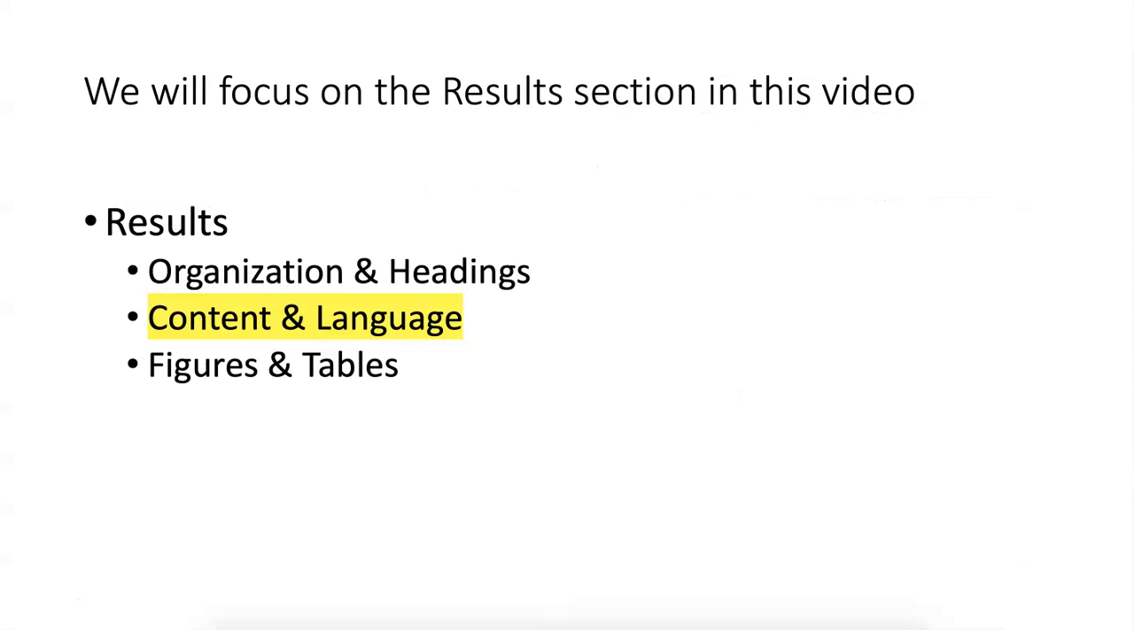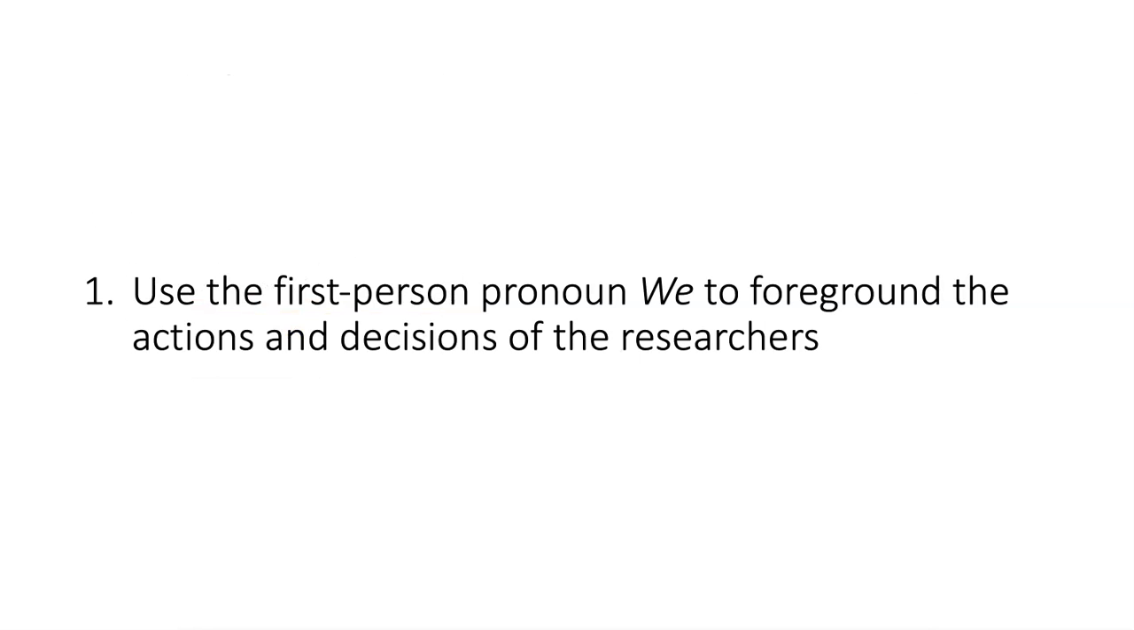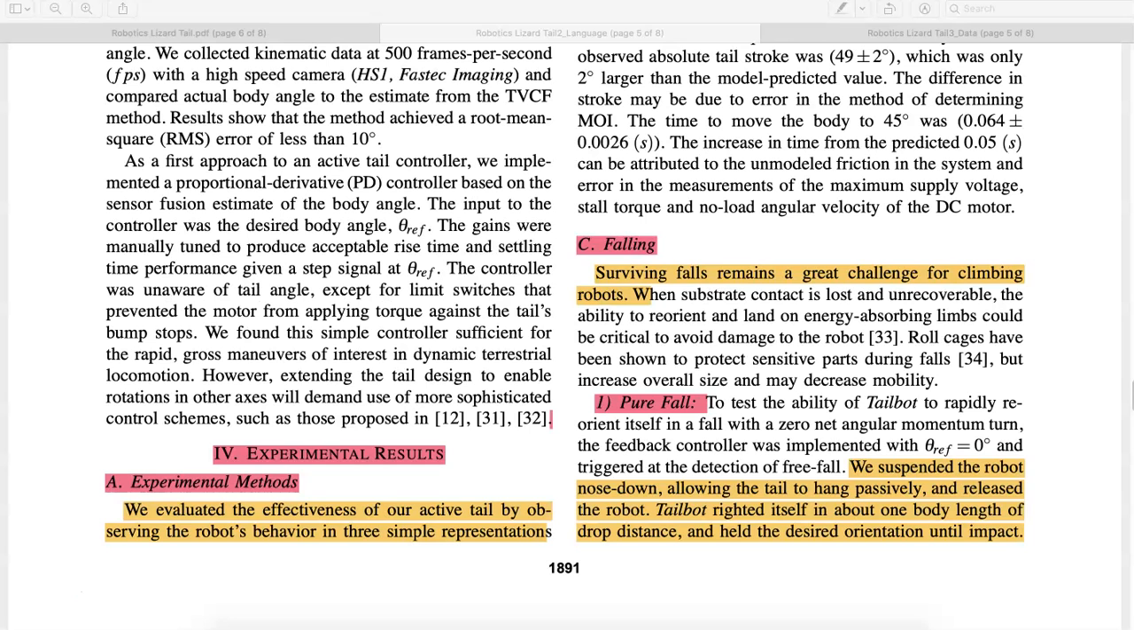Next, let's turn to content and language in the results section. First, as we discussed in the design video, robotics papers tend to use the first-person plural pronoun we in order to foreground the actions and decisions of the researchers. You'll notice this throughout the paper, but most prominently in the design and experimental results sections. In the design video, we talked about how the design section gives readers everything they need to know about how the robot works and why the researchers made the decisions that they did. For the results section, then, readers are looking for the application of the design, how it's being tested, and what those tests show.